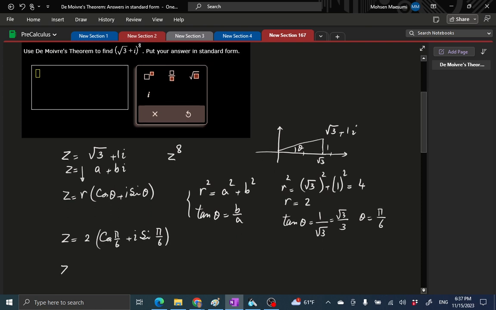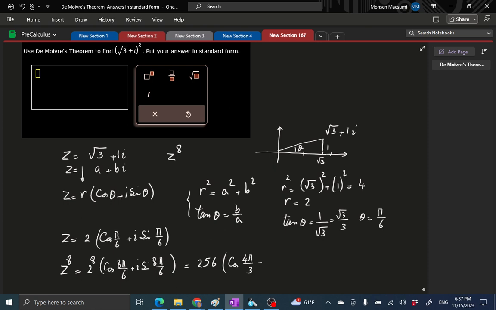Now, if I want to figure out what z to the power of 8 is, that's going to be 2 to the power of 8. And as we said in the previous lecture, we just multiply each of these angles by 8. Cosine of 8 pi over 6 plus i sine of 8 pi over 6. 2 to the power of 8, that is 256. We might simplify this so that it's a little easier to digest: cosine of 4 pi over 3 plus i sine of 4 pi over 3.